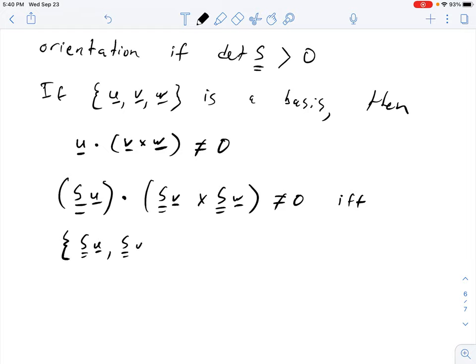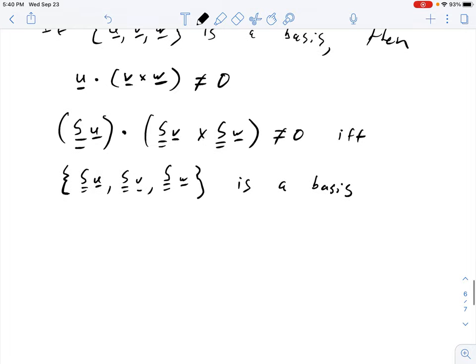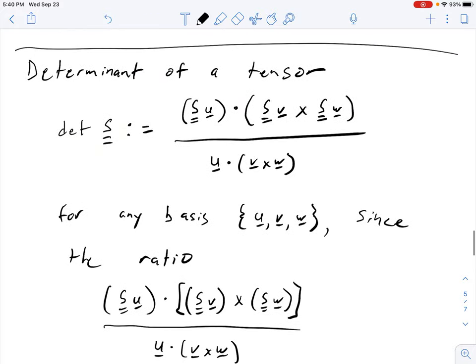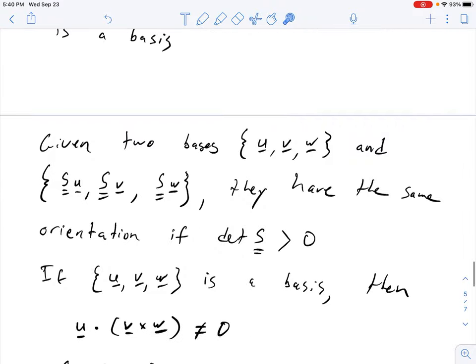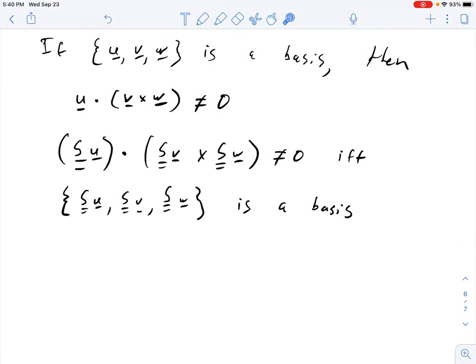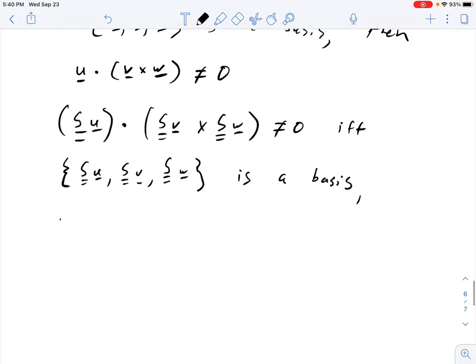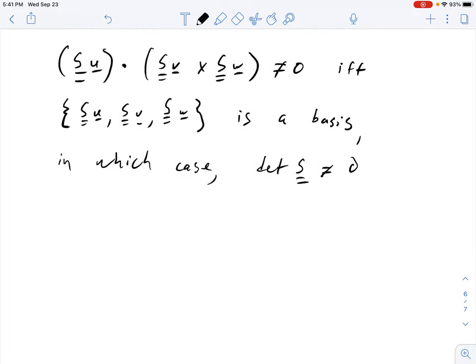SU, SV, SW. In which case, the determinant of S, given by this formula here, would be non-zero, and S would have to be invertible. So S is invertible if it maps a basis to another basis. Therefore, S is invertible if and only if the determinant of S is not equal to zero.